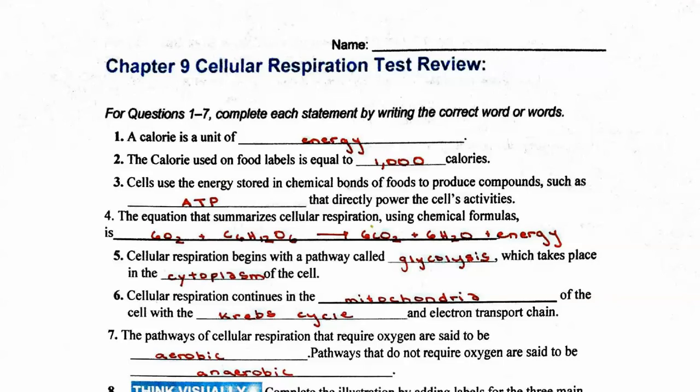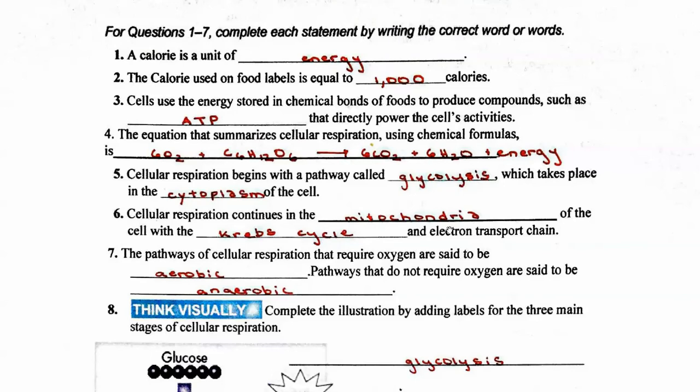Alright, so a calorie is a unit of energy. There's not much I can explain about that. The calorie used on food labels is equal to, remember, the big calorie equals 1,000 little calories. Cells use the energy stored in chemical bonds of foods to produce compounds such as ATP, because ATP is used to power all cellular processes, so pumps, the flagella in bacteria, everything. We store energy in glucose, but when we actually need it, we make ATP.